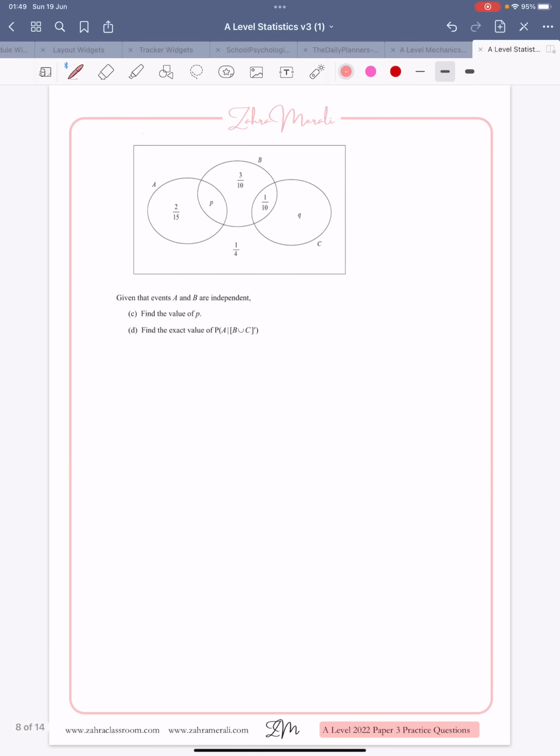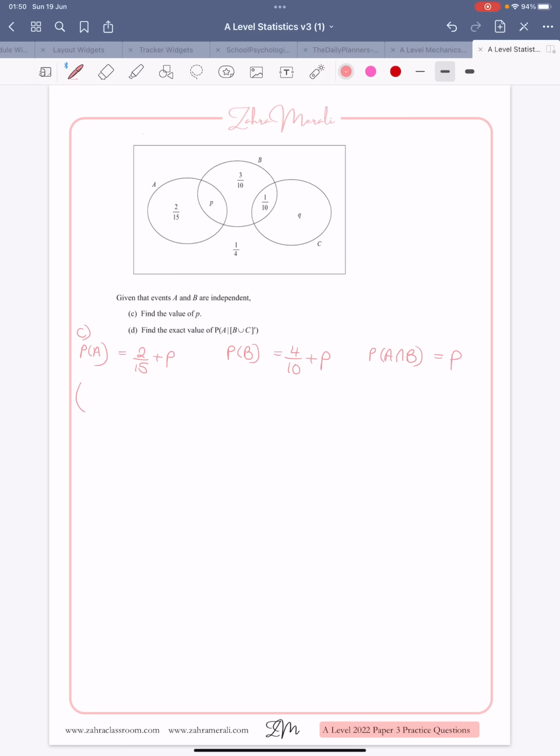Okay. The next question says, given A and B are independent. So now we're told that they are independent and we want to find the value of P. Okay, so let's have a look. We've got the probability of A, which is 2/15 plus P. We've got the probability of B, which is 3 tenths plus 1 tenth, so 4 tenths plus P. And we've got the probability of A and B, which is P. Now we know if they're independent, if we multiply these two together, we're going to get this.